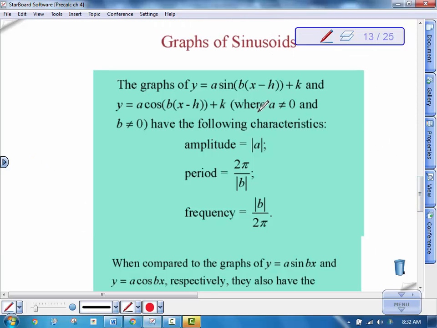All right, so just to recap then, the amplitude is going to be the absolute value of A, the period is going to be 2 pi over B, and the frequency is going to be the reciprocal of the period. All right, let's try some practice problems in the homework and hope this helps.